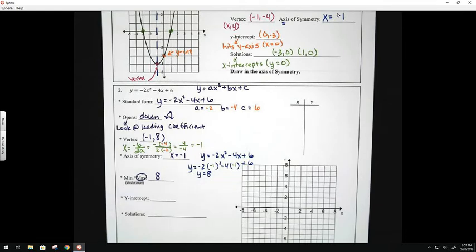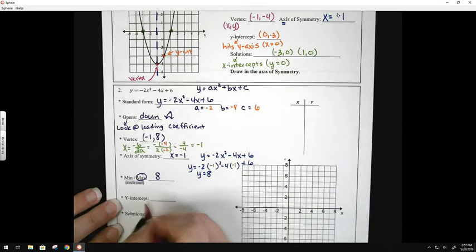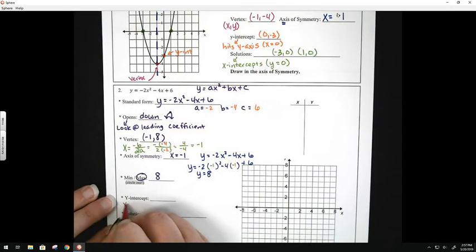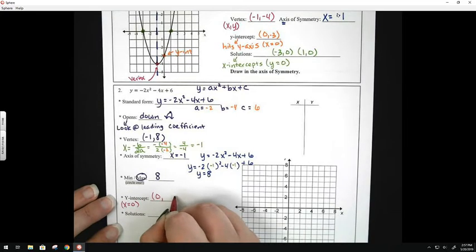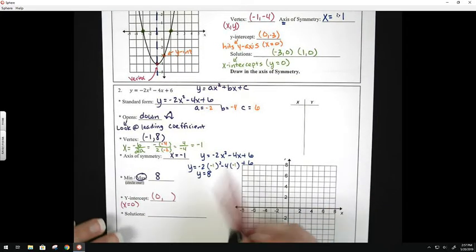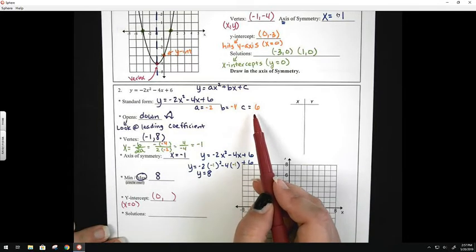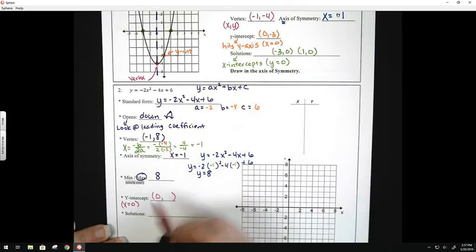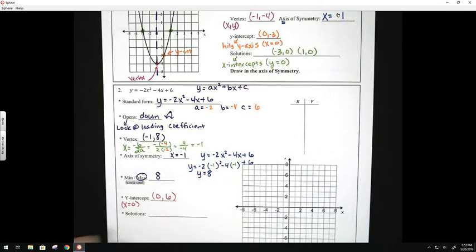Okay, so now let's do the y-intercept. So we said that the y-intercept is when the parabola hits the y-axis. It's always when x equals 0. So we know for sure that our y-intercept is going to have 0 something. Well, hopefully you remember that that's the c value when we're in standard form. So in this case, the y-intercept is the point 0, 6.